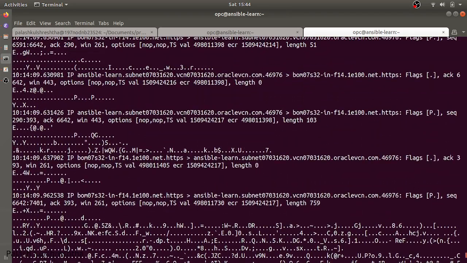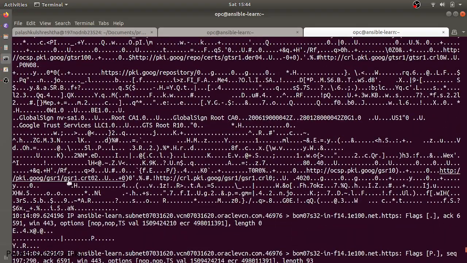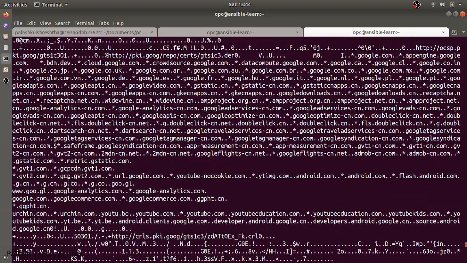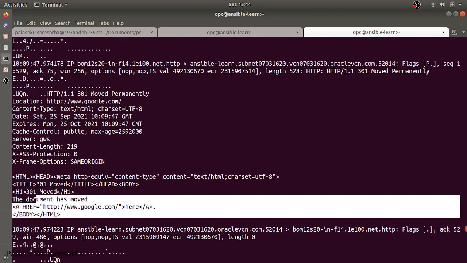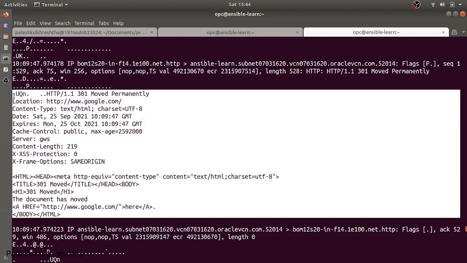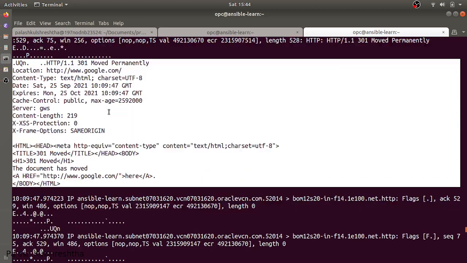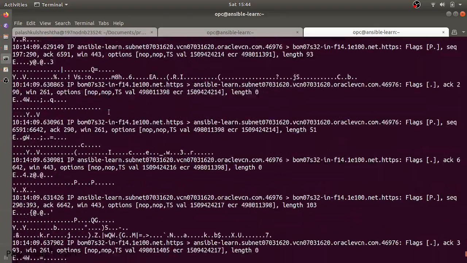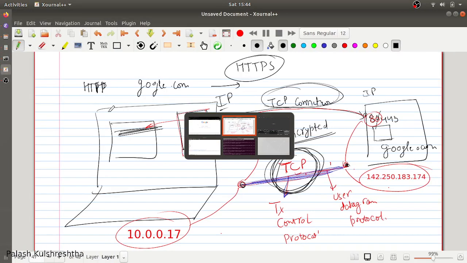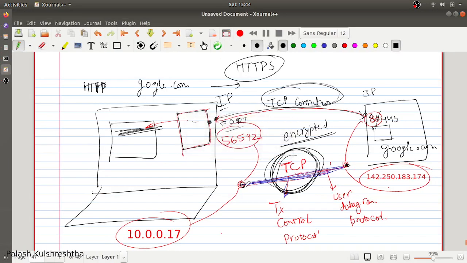As you can see, there's no sight of what data was being sent by google.com. In the earlier request, we were able to interpret the data that was sent back by google.com. But in this case, we are not able to understand the data, because all of the data transfer that is happening in an HTTPS connection is encrypted. So even if you get hold of those packets, you won't be able to interpret the results.